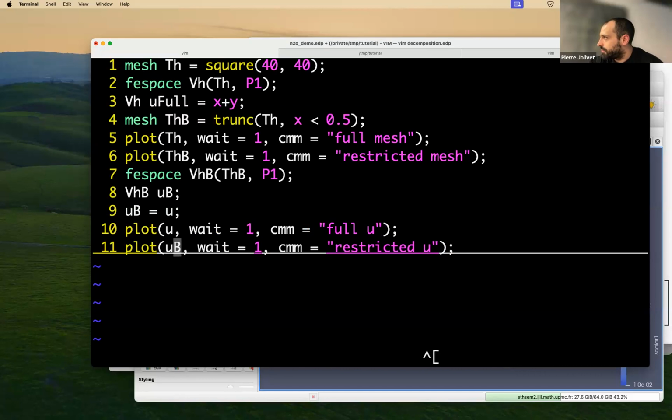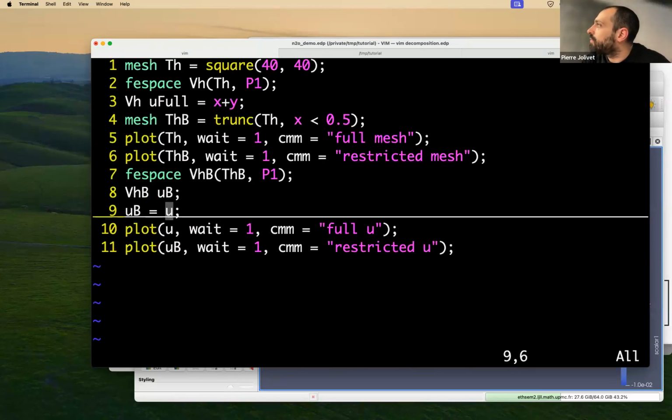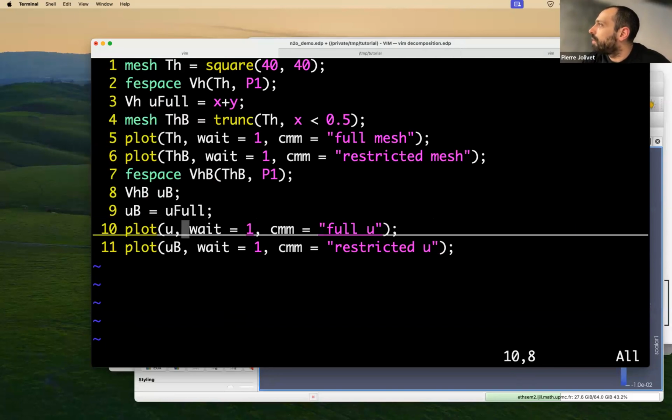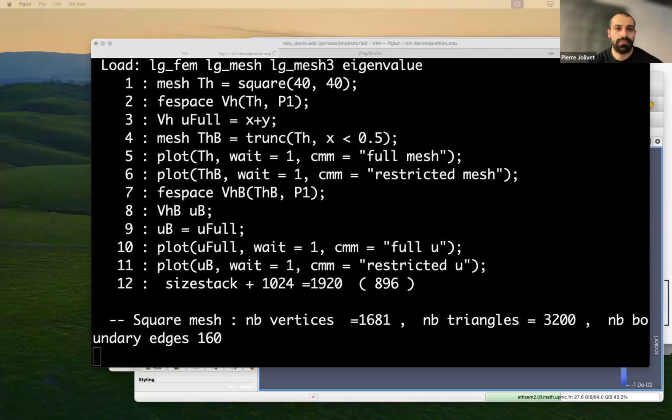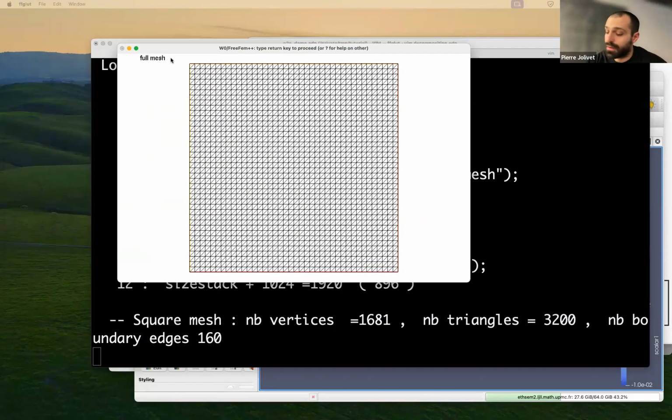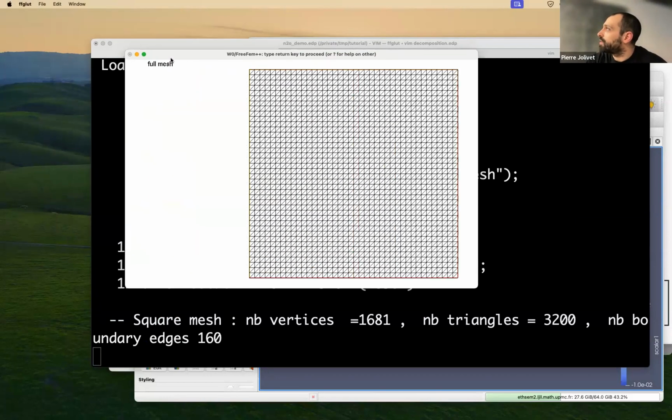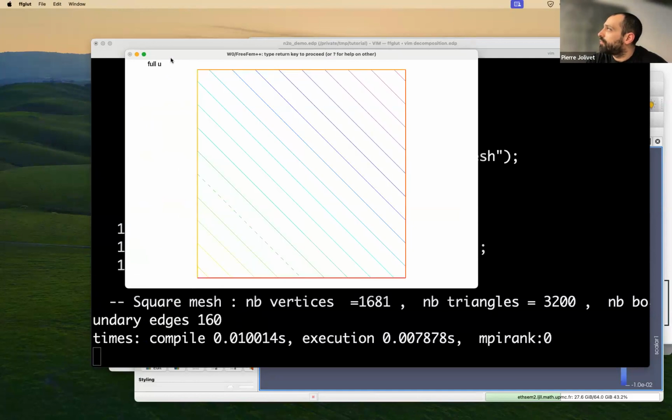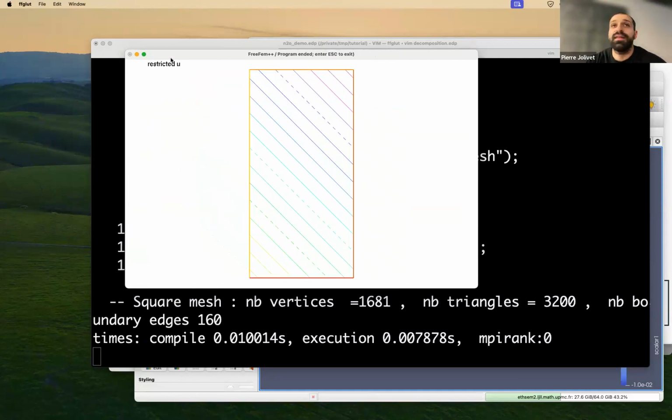Restricted U. Ah, it's U full. Sorry. Okay. So if we do this, full mesh, restricted mesh, full U, restricted U.